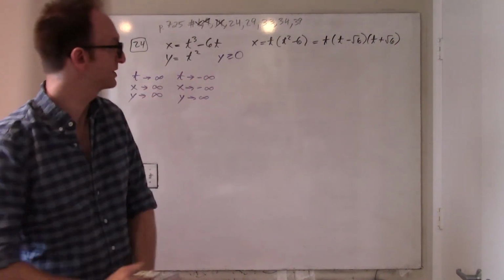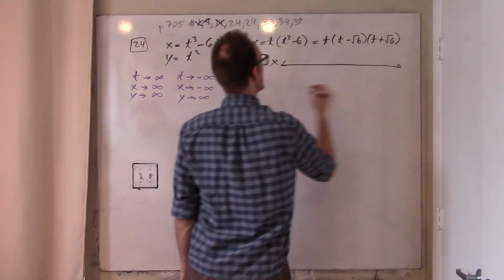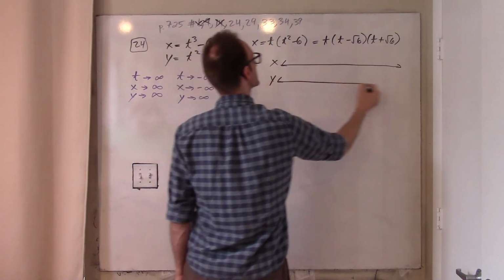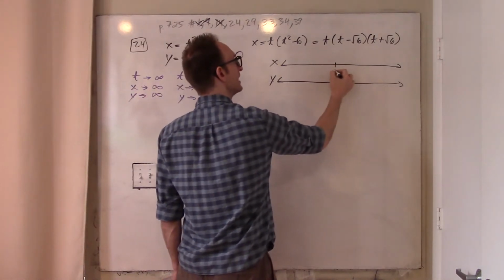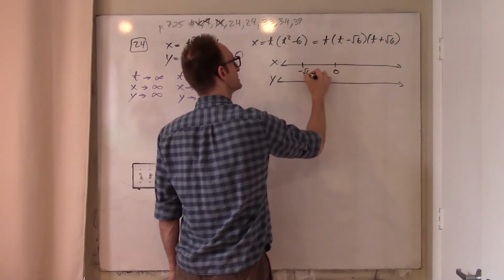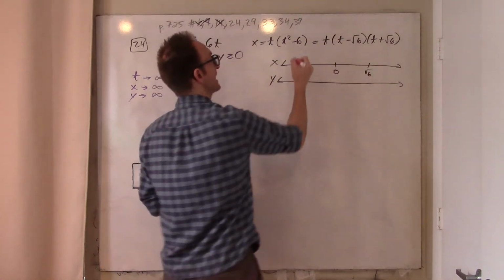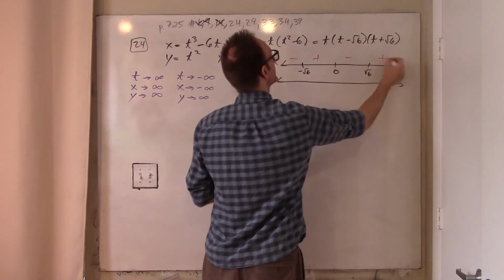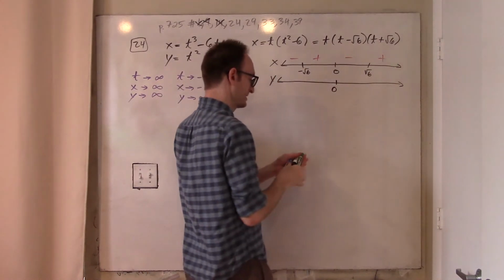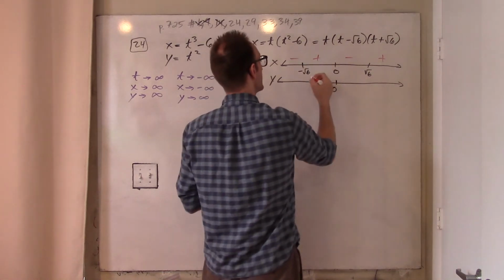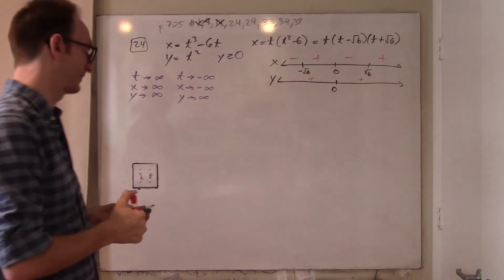And what is that useful for? Well, it's useful for me to make a sign chart of x and y in terms of t and see that my x coordinate changes sign at negative root 6, at positive root 6, and it's actually going to change sign negative, positive, whereas my y coordinate is simply always positive. So this is helpful if my goal was to graph the function.